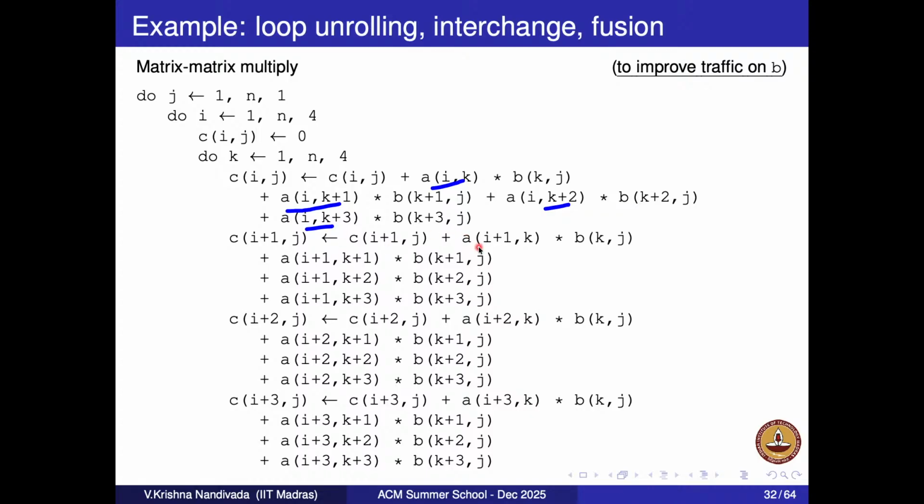Similarly, if I get this one from memory, these 3 are coming from cache. Similarly, this one, if it comes from memory, these are coming from cache. This comes from memory, these 3 are coming from cache. This is the same as before.